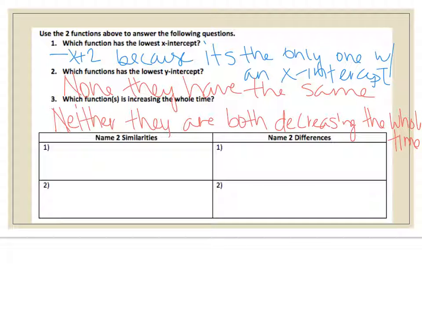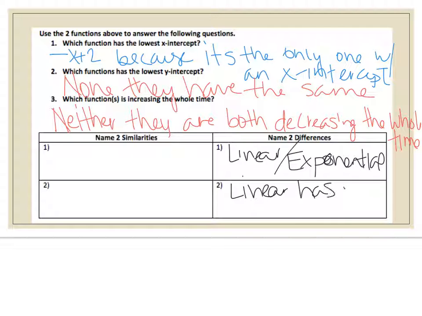All right, and then you have to fill in this table. Name 2 similarities between the functions, name 2 differences. So one difference we can name about both of them is that one is linear and the other is exponential. So they're different function types. Another difference is that the linear has an x-intercept and the exponential doesn't. If you can think of other things, you can write a bunch of other things there too, but those are the first 2 that popped out at me.